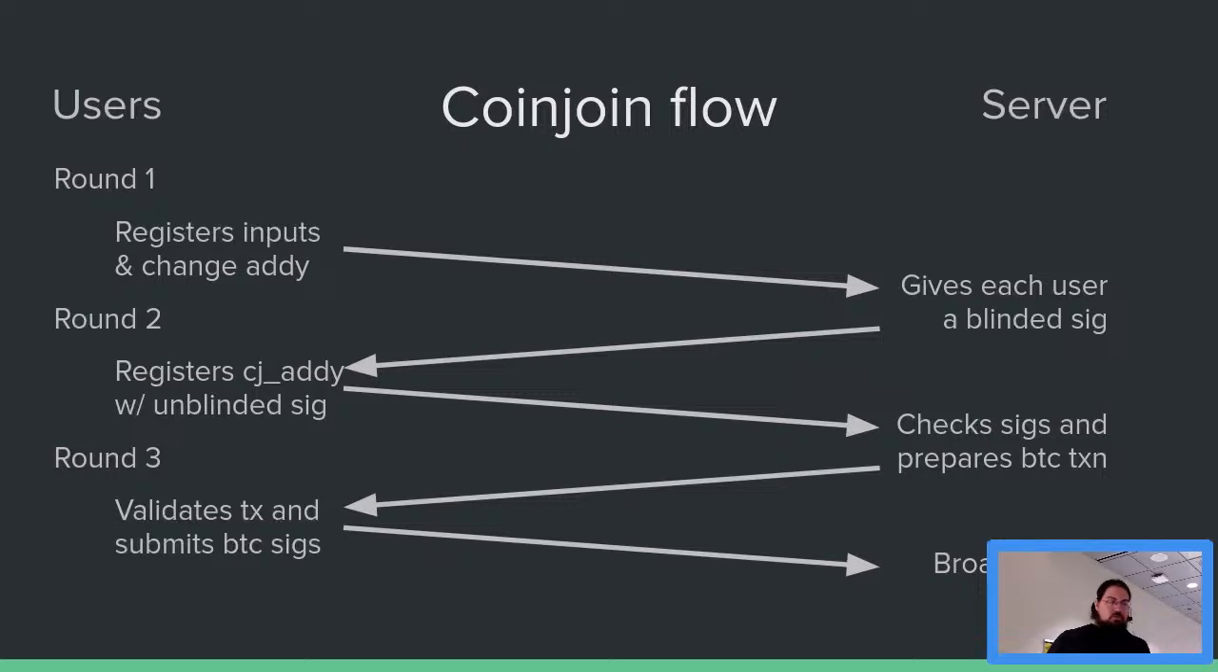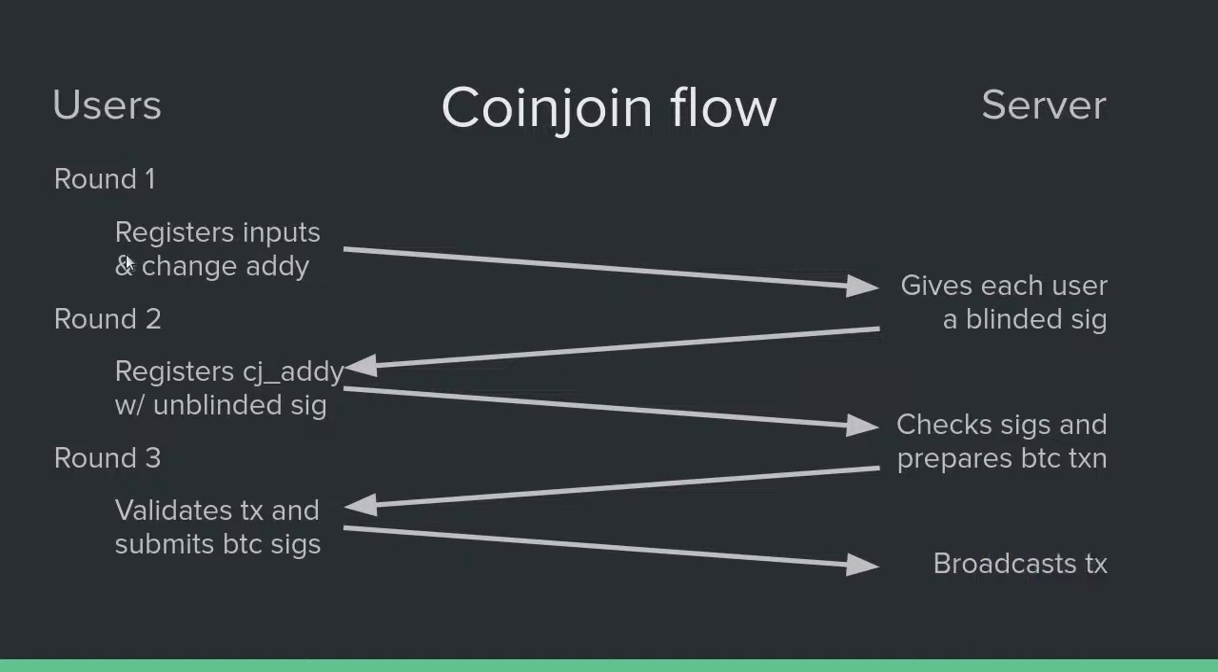Once everybody registers their output, he checks the blinded signature to make sure they were part of round 1, and then he prepares a Bitcoin transaction. And it's nice because he's got all of the inputs over here from round 1. He's got some of the outputs from round 1, which are the change addresses, and he's got the rest of them from round 2. So he's got all the inputs, he's got all the outputs.